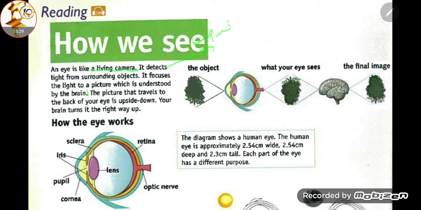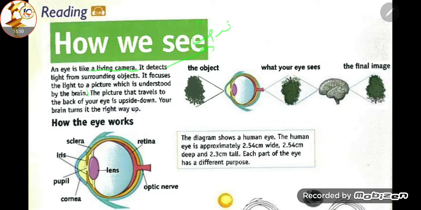So how we see. An eye is like a living camera. It detects light from surrounding objects. It focuses the light to a picture which is understood by the brain. Okay, let's continue.